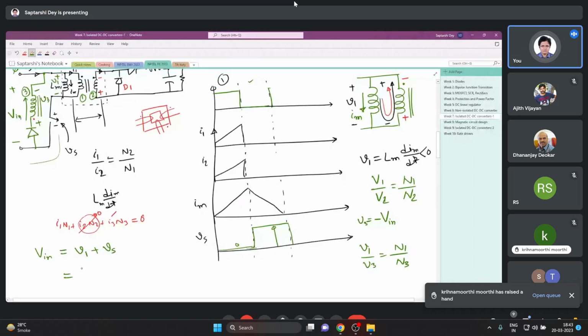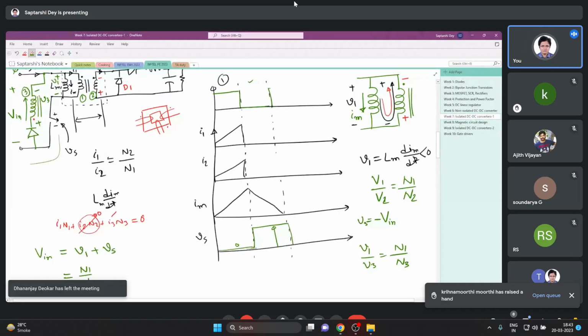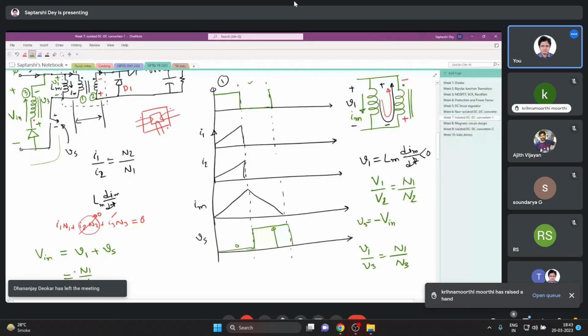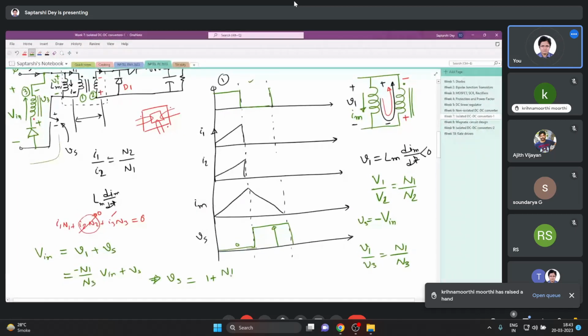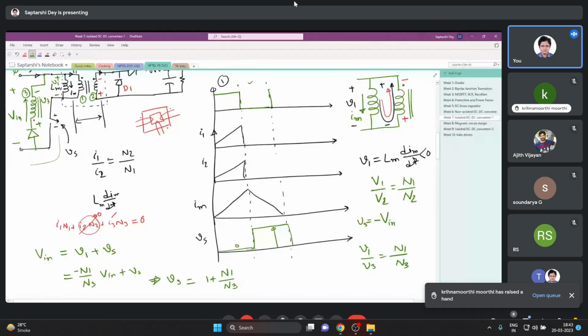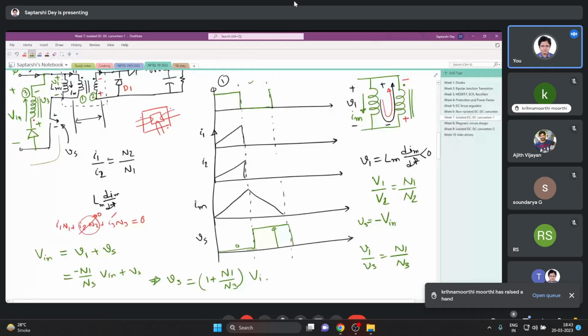So my V1 is N1 by N3 times V3. V3 is minus V in, so minus V in plus Vs. So the switch voltage that we have here is 1 plus N1 by N3 times V in.